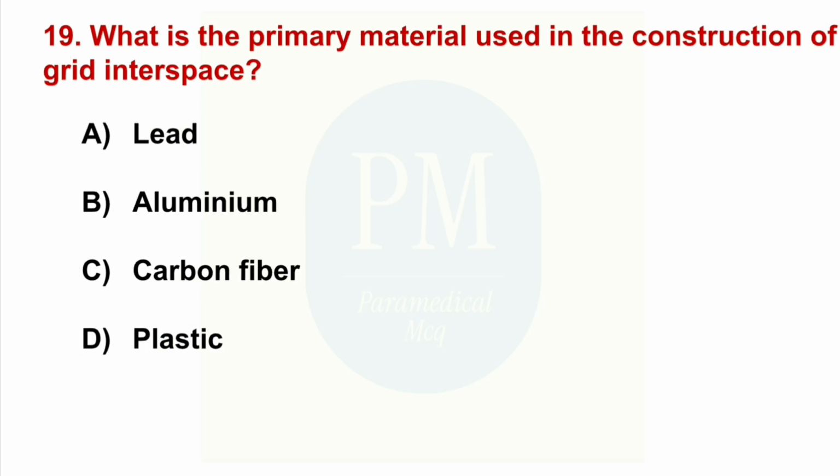What is the primary material used in the construction of grid interspace? Option A, lead. Option B, aluminium. Option C, carbon fiber. Option D, plastic. The correct option is option B, aluminium.